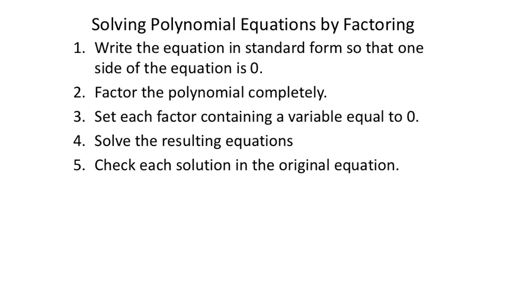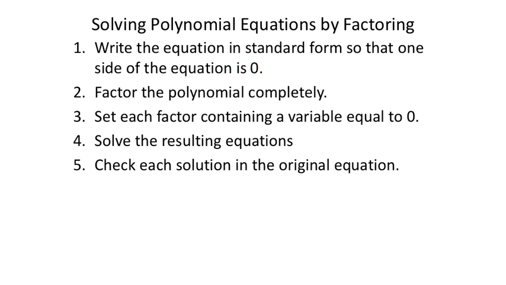Polynomial equations by factoring. Write an equation in standard form. That's ax squared plus bx plus c. I'm not worried about that, okay? Just, we want the equation to equal 0. If you find that you have like 3x squared equals 5x plus 2, you got to make one of the sides equal 0. Doesn't matter which side, just one of them, okay?